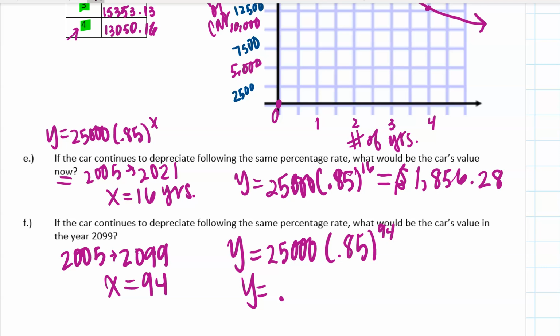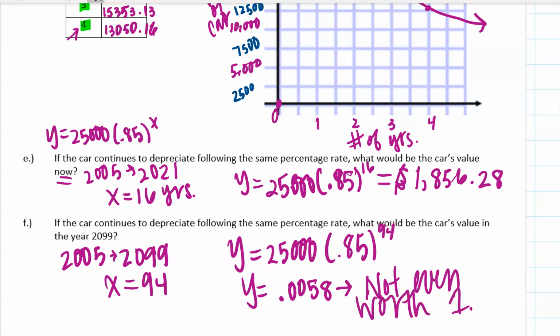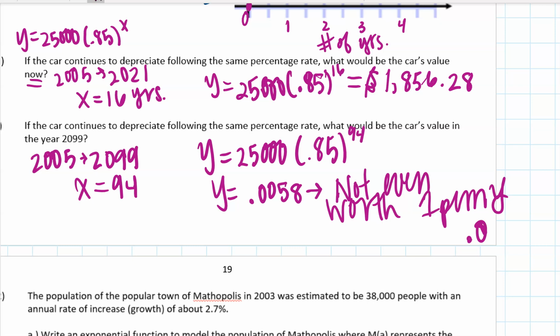we should get 0.005, we'll just round right there, 0.0058. Okay, so this means this car is not even worth 1 penny, because 1 penny is 0.01, and we're not going to round to 0.01. Like, this is our answer. That's the dollar amount that it's worth. So it's not even worth a penny.